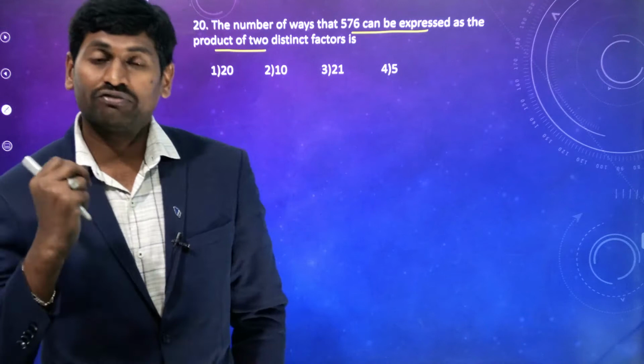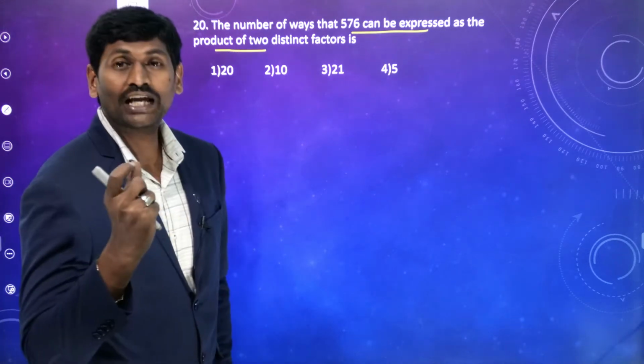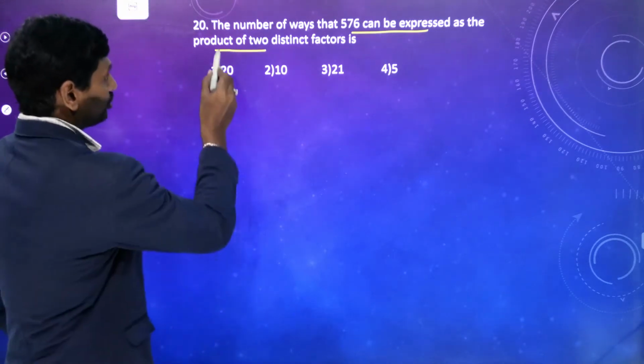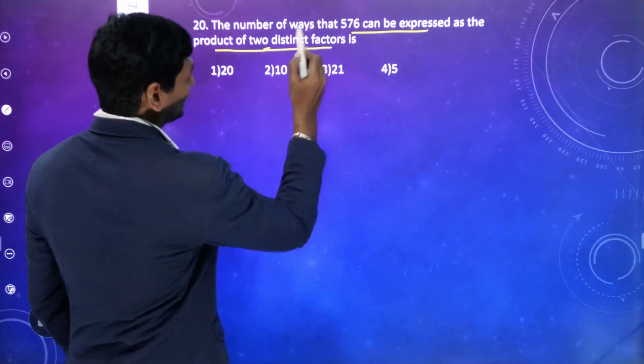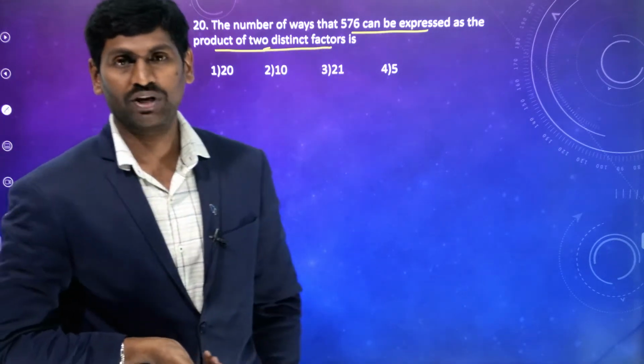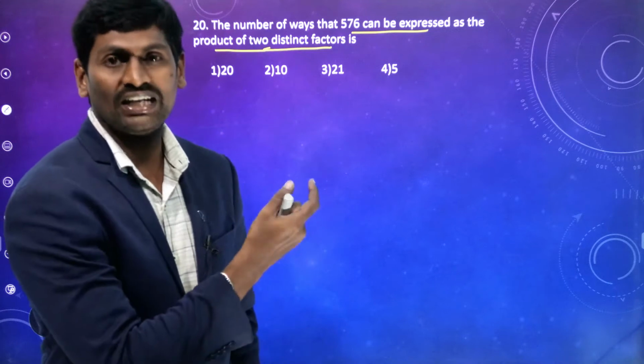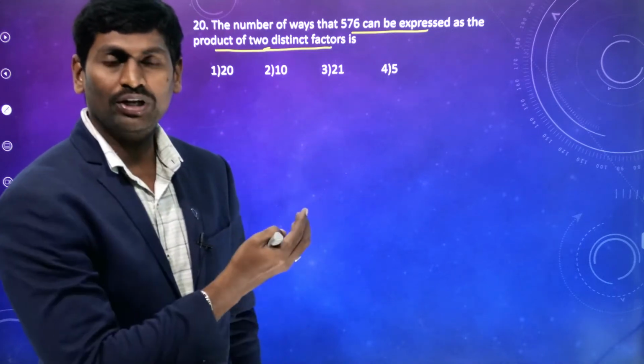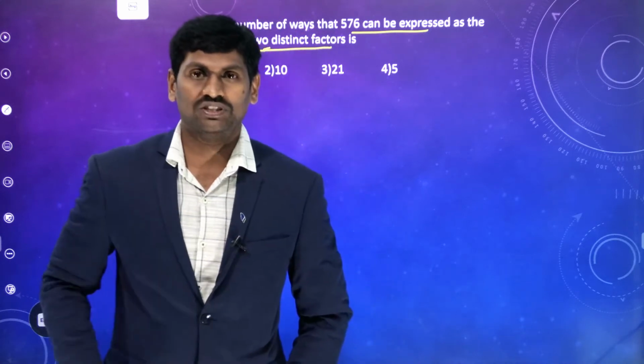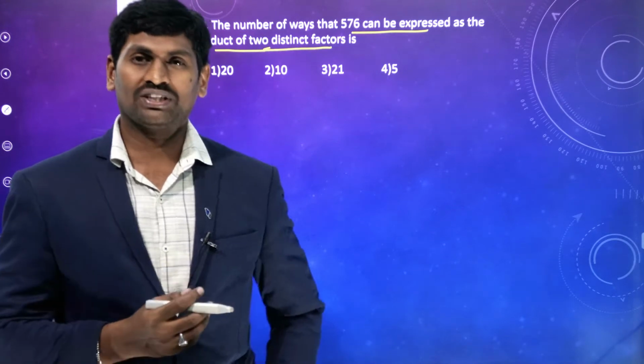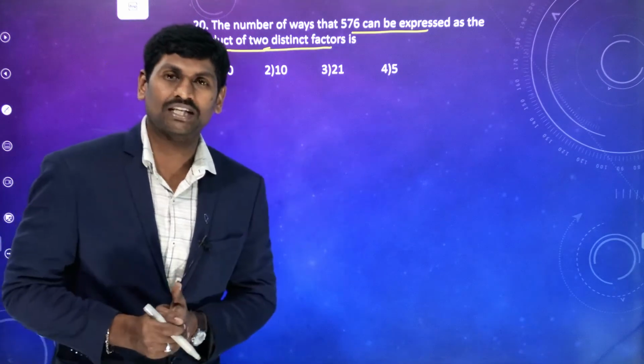I gave two different types of formulas for two factors and two distinct factors. Am I right? So the number of divisors plus 1 divided by 2, or the number of divisors minus 1 divided by 2. We already discussed this. Before going to the next question, let us once revise the previous concepts.